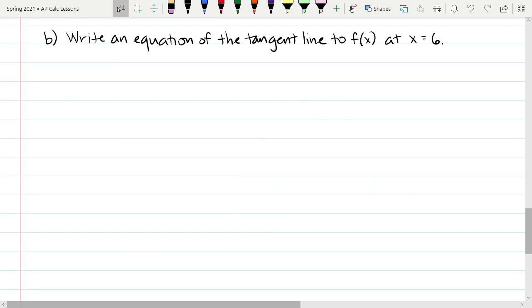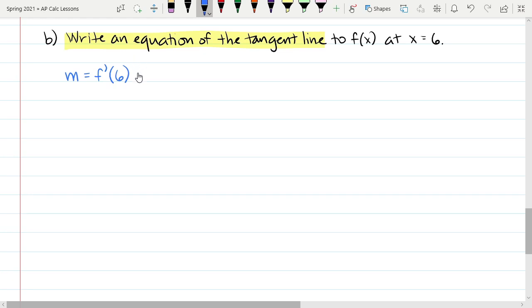All right, part B of the same question. Write an equation of the tangent line to f of x at x equals 6. So again, there are those key words. Write an equation of the tangent line. So again, in order to do that, I need to know the slope, which is, if it's the slope of the tangent line, then that's going to be f prime, in this case, at 6.